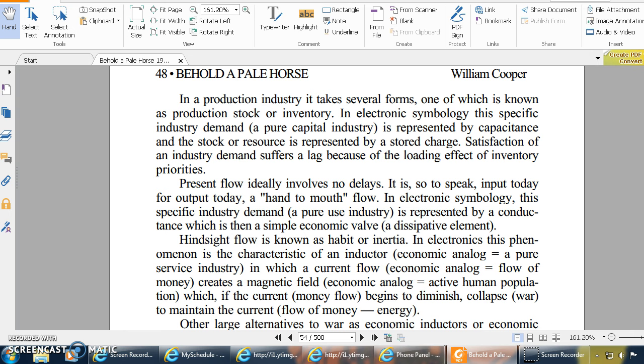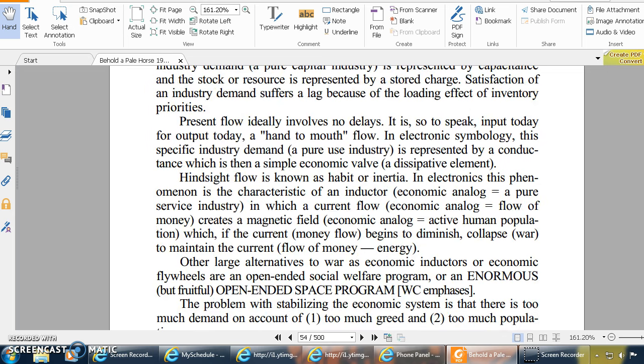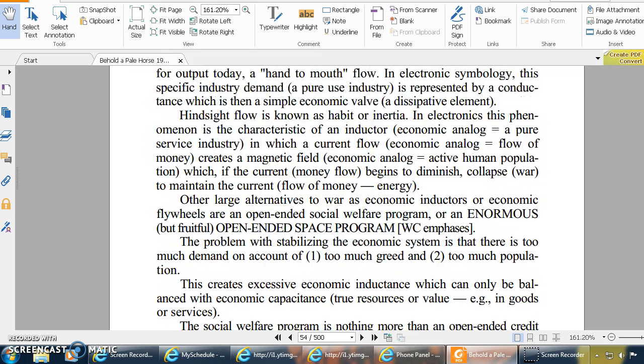energy. Other large alternatives to war as economic inductors or economic flywheels are an open-ended social welfare program or an enormous but fruitful open-ended space program, William Cooper emphasizes. The problem with stabilizing the economic system is that there is too much demand on one account of one, too much greed, and two, too much population.